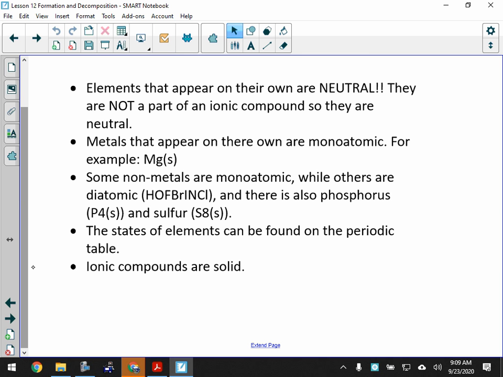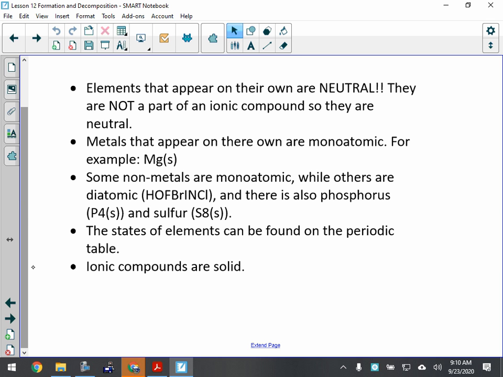The states of the element are found on the periodic table. We talked about this yesterday. For you, I think the green stuff is the solids, yes. The bluish green stuff is solids, I think, as well. The blue ones are the gases, and then there are 2 there. Those are the liquids, yes?